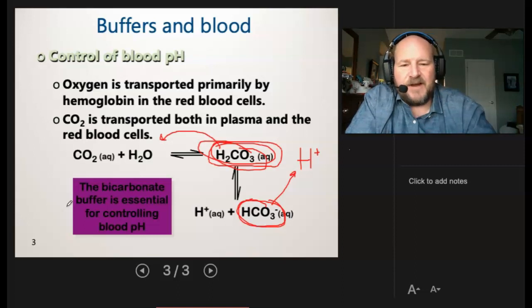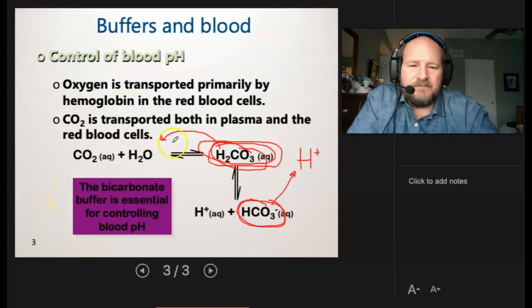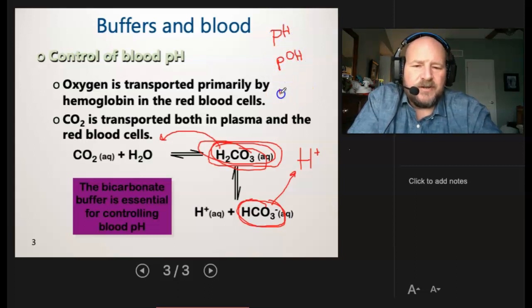All right, so that's going to wrap up this chapter. As far as testing goes, you want to make sure you can do your pH calculations, make sure you can do pOH calculations, make sure you can balance the neutralization reaction. For Chem 110, you want to make sure that you can do the titration calculations. Right, and then for the buffer, it'll just be concept.